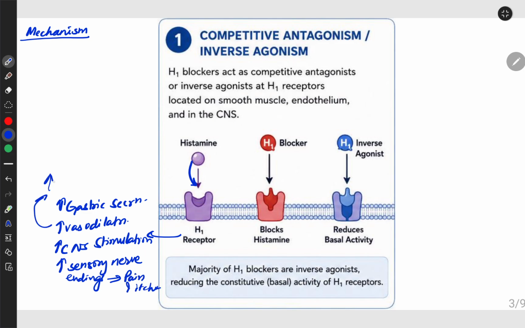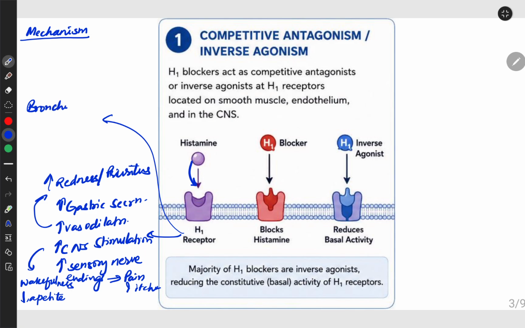Vasodilation leads to increased redness and also pruritus. And CNS stimulation leads to wakefulness as well as decreased appetite. In addition, this can also lead to bronchoconstriction and contribute to anaphylactic reaction.